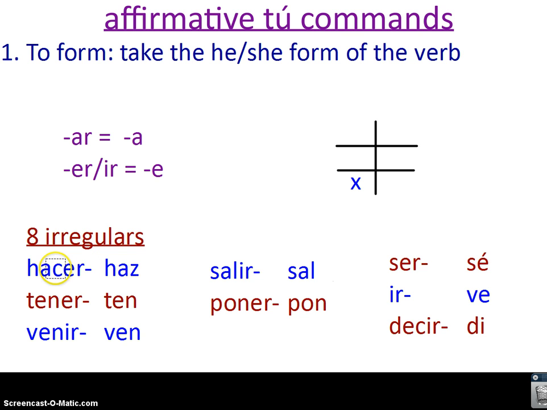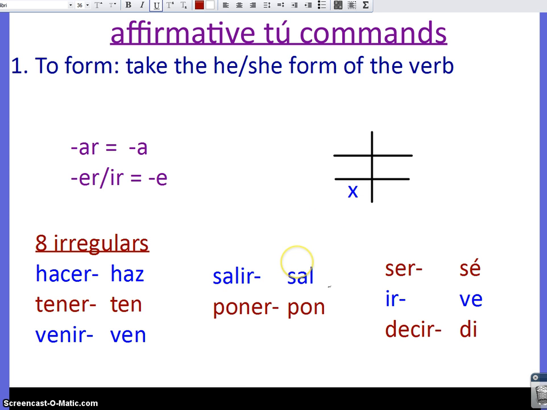So hacer, which means to do or make. If you want to tell a friend to do or make something, you say haz. Tener, ten. Venir, ven. Salir, sal. Poner, pon. Ser becomes sé. Ir becomes ve, and decir is di. These are the commands of these irregular verbs.